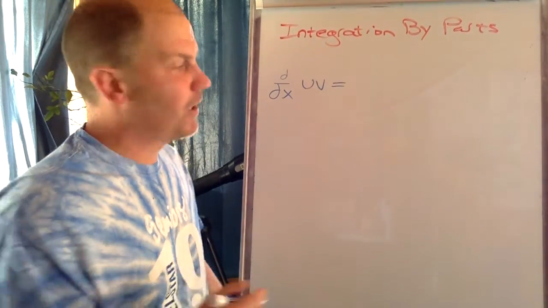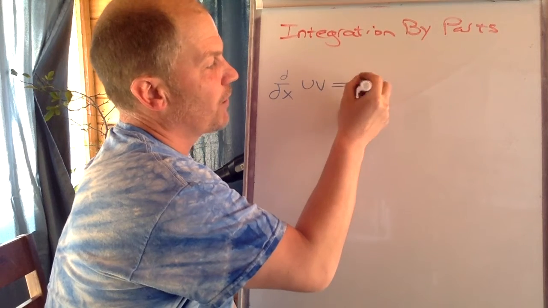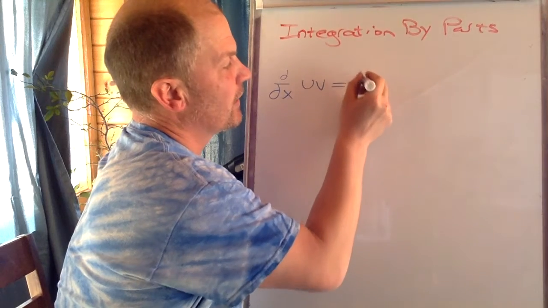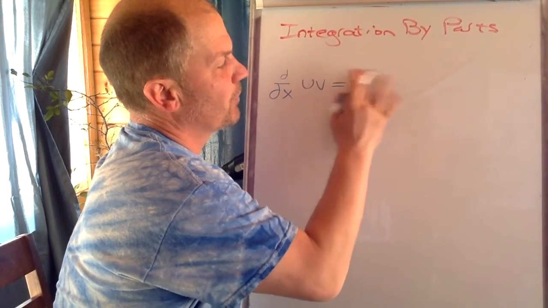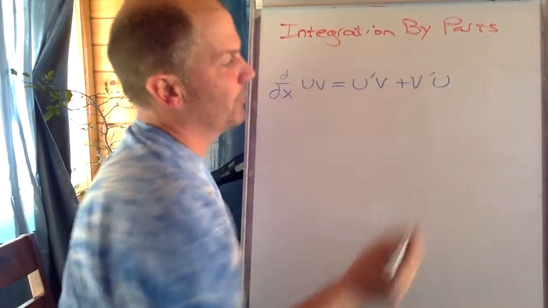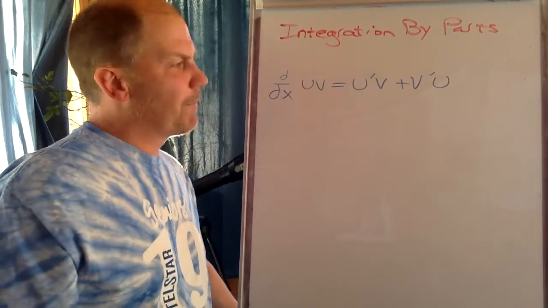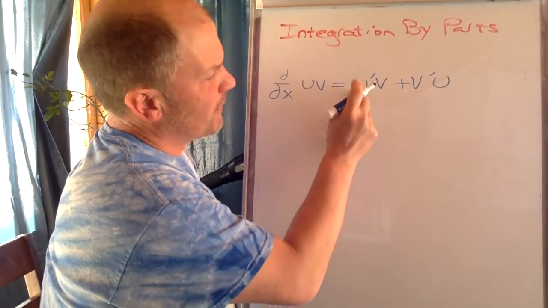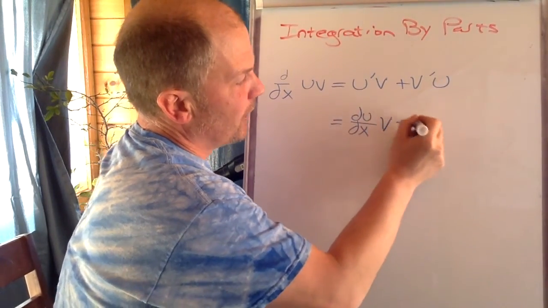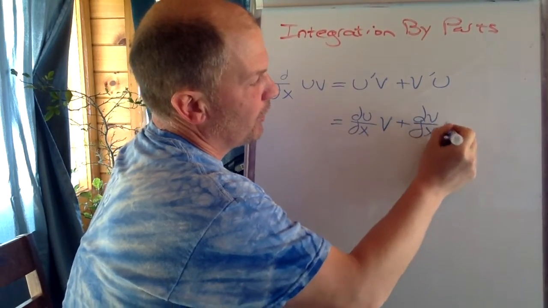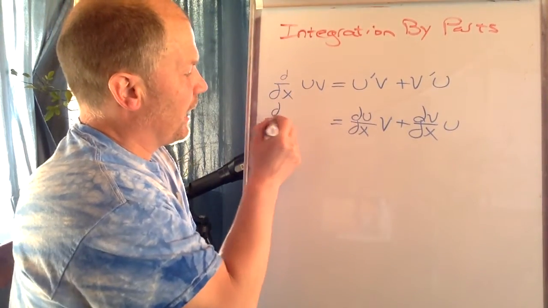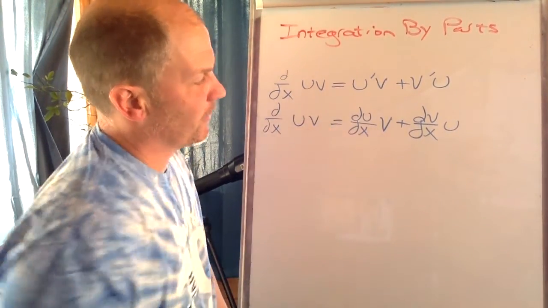To take this derivative, we need to use the product rule. I apologize for the pause there. So we're going to say the derivative of u times v is, let's do it this way, u prime v plus v prime u. And we should remember that. And if we wanted to do it longhand, instead of u prime, we could just say du dx v plus dv dx u. This is synonymous.